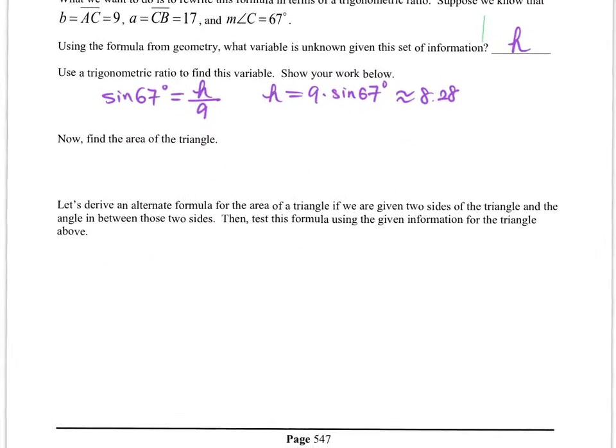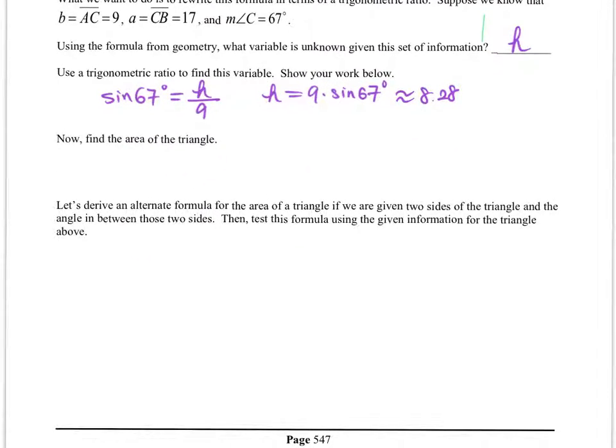If you have that, the rest of it is easy. So now we have area is 1/2 times A, which is 17, times height H, which is 8.28. And so the area is approximately 70.24.